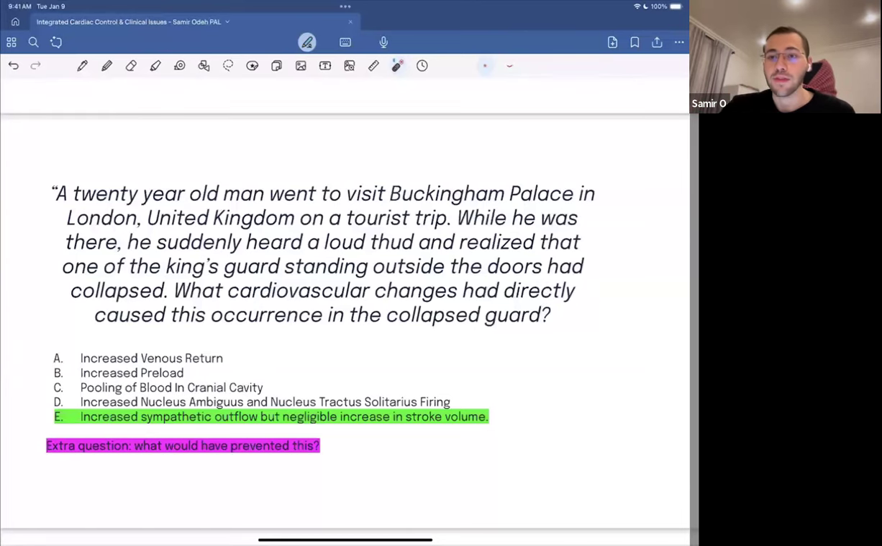Now, my question for you is, can we all mute? My question for you is, what could have prevented this? Out of all the mechanisms we talked about, what is one mechanism that could have prevented his collapse or his fainting? Can someone answer? Yes. So for those who answered in the chat, yes, if he just simply moved either his legs or his body, that blood would have been forced out of his capacitance vessels and back into the circulatory system.